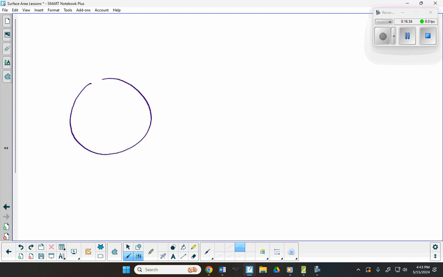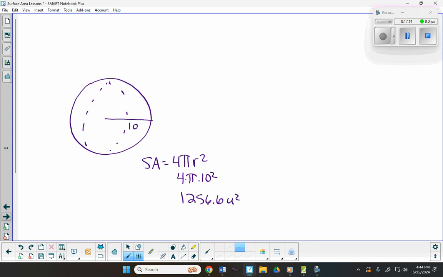You do have the surface area of a sphere. So let's assume that this is a sphere here. It's a little bit harder to draw a sphere in 3 dimensions. So we have a sphere, the surface area, let's say that the radius is 10. The formula for surface area of a sphere is 4 pi r squared. So it's 4 times pi times 10 squared. If you multiply that out, you get 1,256.6 square units. And that's the end of this lesson.